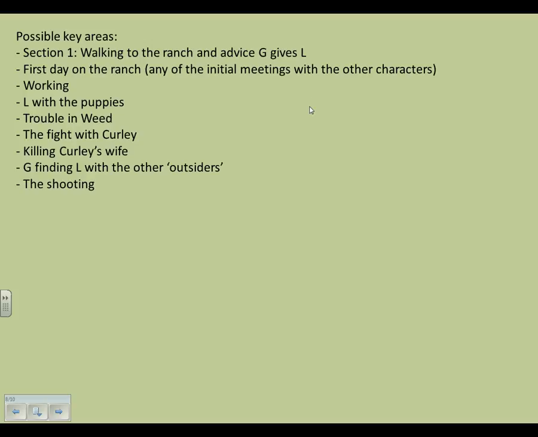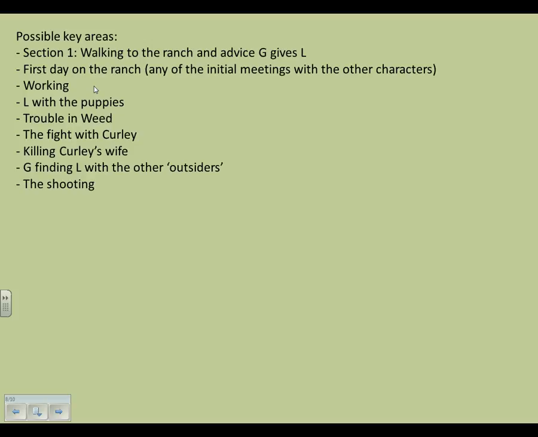So I'm noting this down because that's what you need to do. You don't get any marks for your plan, so there's no need to write it in full sentences. I would then consider the first day on the ranch. I will then consider working with Lenny and how I feel about that. I'd look at Lenny with the puppies. I could look at the trouble that he had in Weed, because I'm now thinking as the character, and what George had to do. The fight with Curly is an obvious aspect.